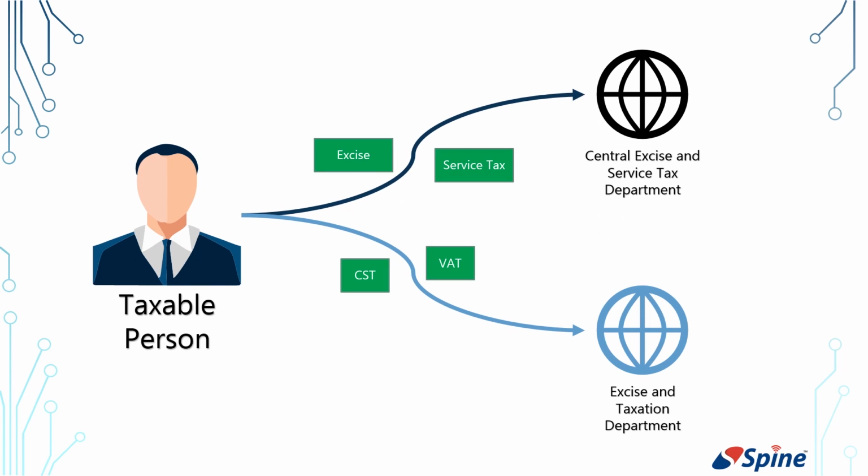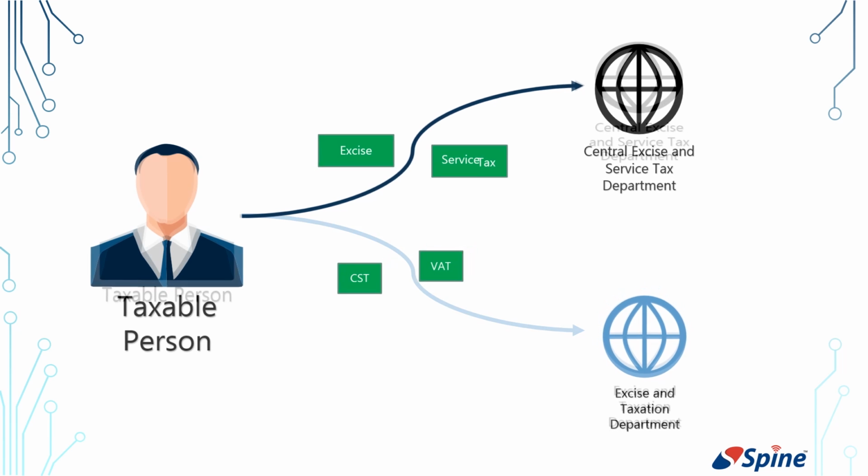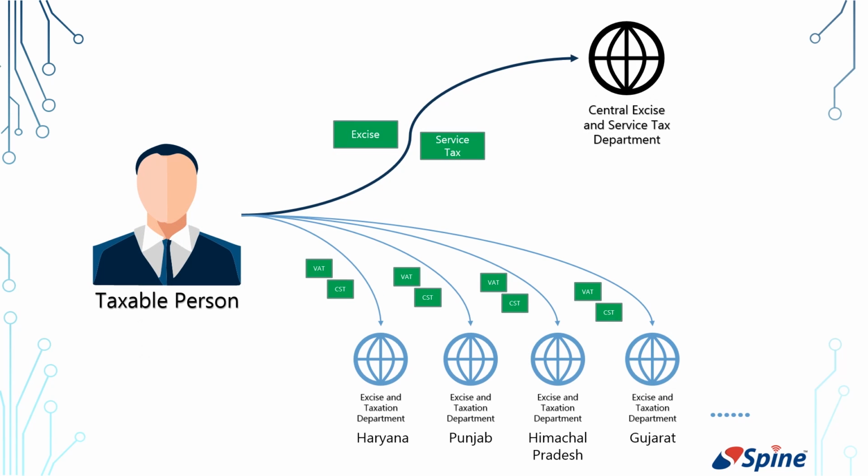Similarly, if you have a liability of VAT or CST, that is value added tax or central sales tax, you have to visit the website of the excise and taxation department of the state in which you operate your business. And if you have operations in multiple states, you have to visit the departmental website of each of the respective states. Clearly, this is a very cumbersome process.